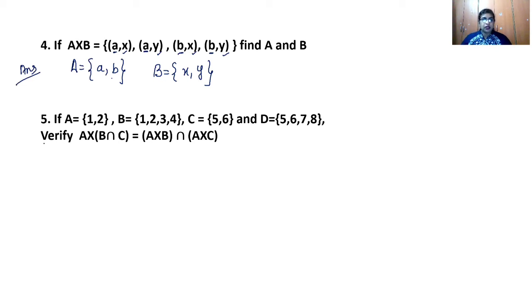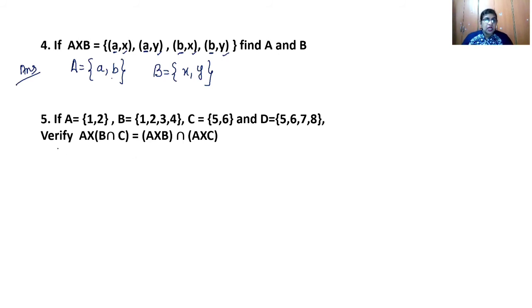Go to the fifth question here. What is the fifth question telling us? They have given us 4 non-empty sets: A = {1, 2}, B = {1, 2, 3, 4}, C = {5, 6} and D = {5, 6, 7, 8}. The question tells me to verify. Verify has 2 sides. So let me take the left hand side first and keep the answer ready, then move to the right hand side, keep the answer ready, and check if both are equal.